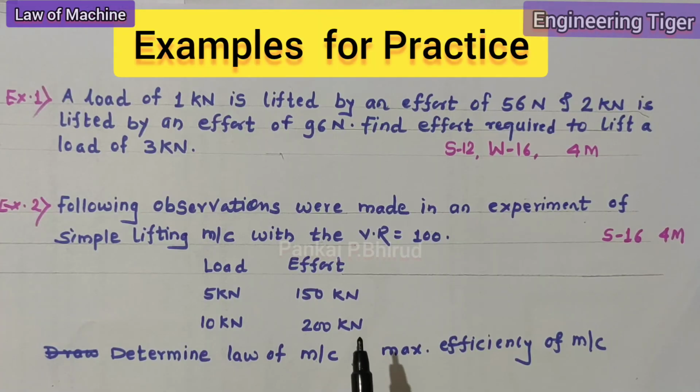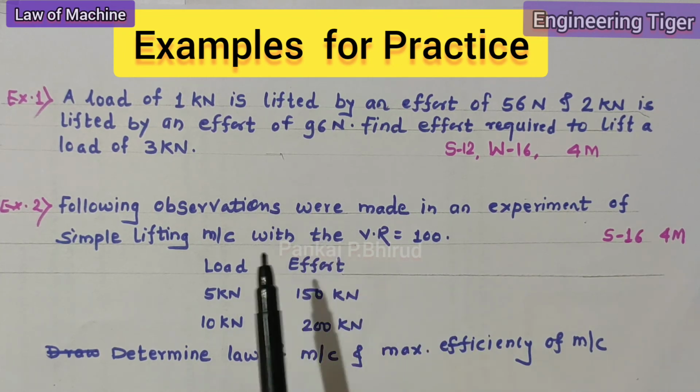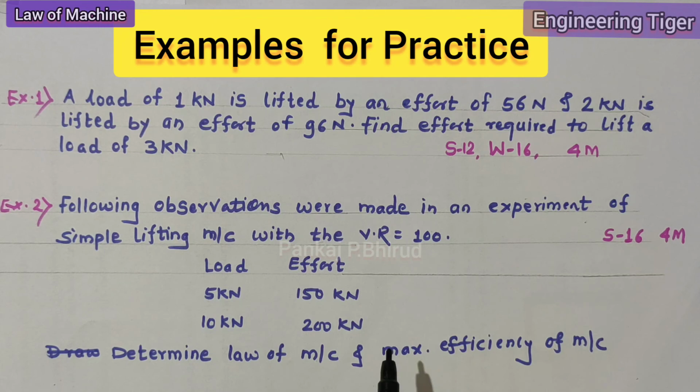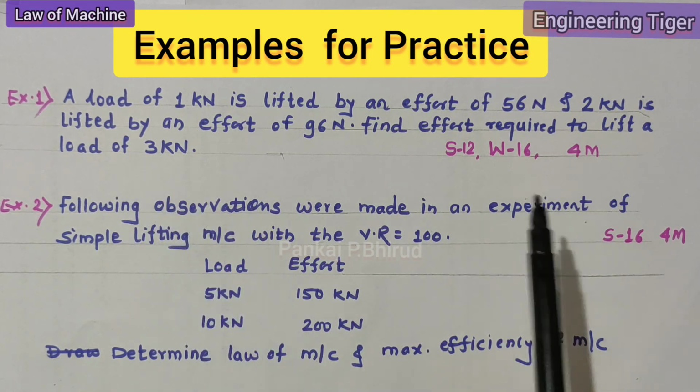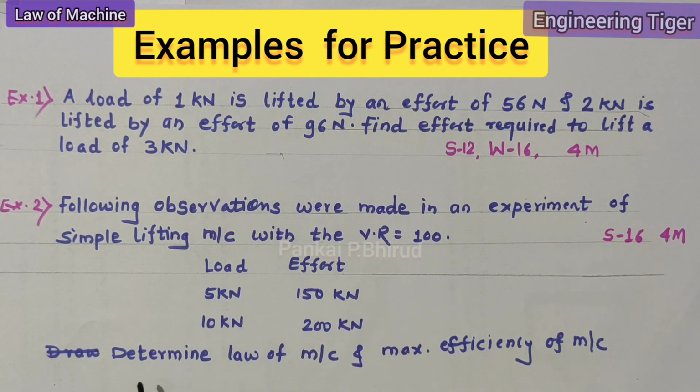Here I am giving two examples for practicing. Try to solve these two examples. In the first example, we have to find the effort required to lift a load of 3 kN, and in the second example, we have to find the law of machine, similar to what we solved in the second example. That means we have to find m and C by using these two loads and two efforts, and then the maximum efficiency. For that we require maximum MA equal to 1 upon m, and then maximum efficiency equal to maximum MA upon VR. So try to solve these two examples.